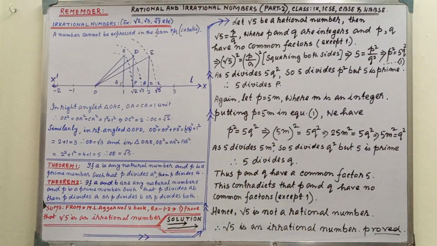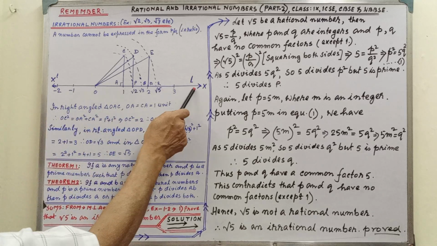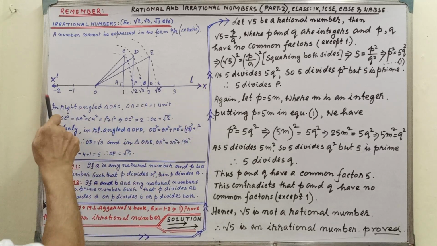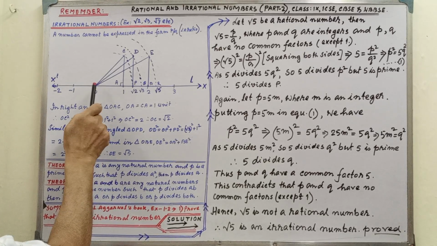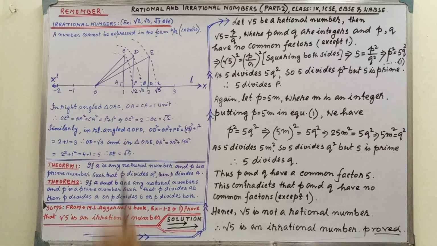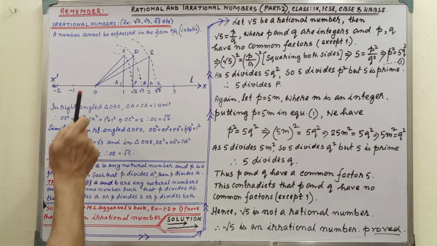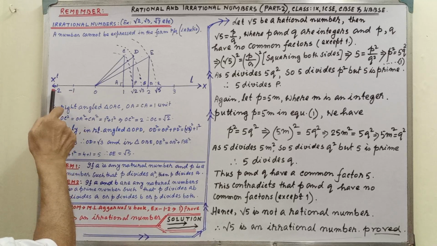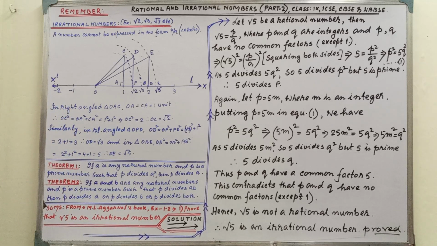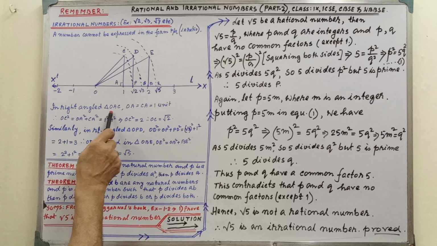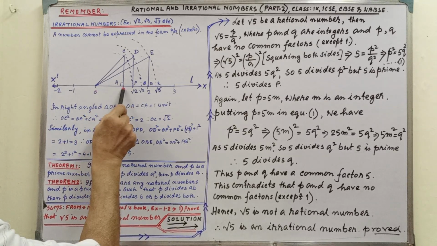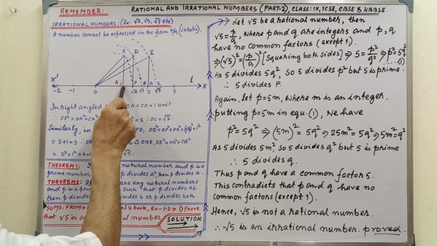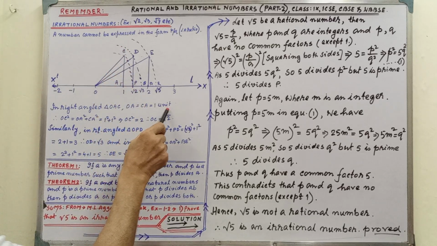Please pay your attention on the diagram. This is the number line XX', and here O is the midpoint, and 1, 2, 3 are the numbers we are taking on the number line. On the left hand side -1, -2, -3 in this way. Now in right angle triangle OAC, OA equal to 1, the distance from here to here is 1, and AC is also 1 unit.